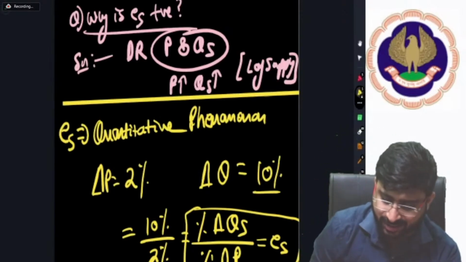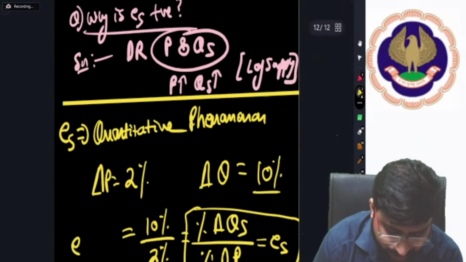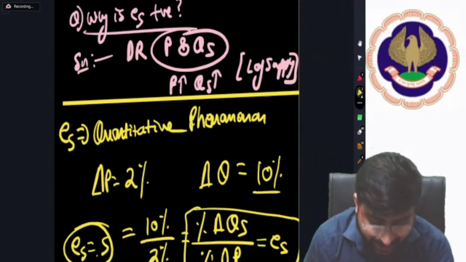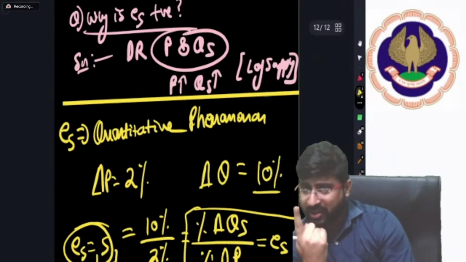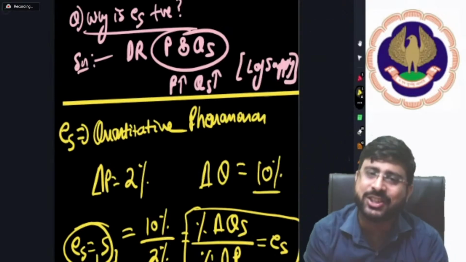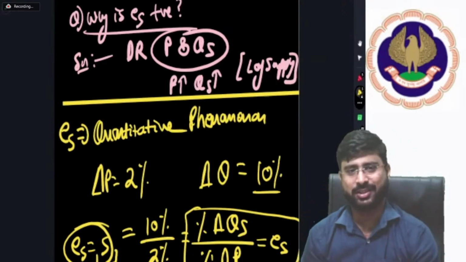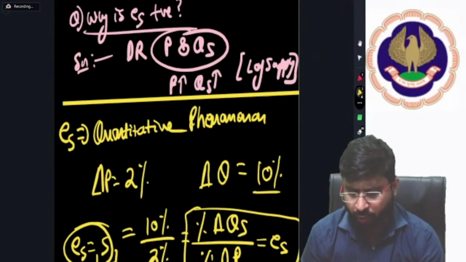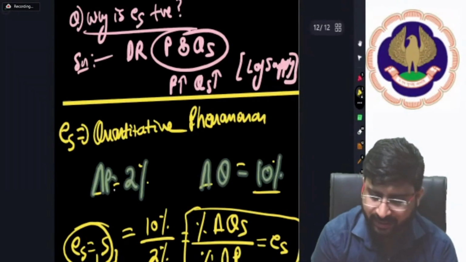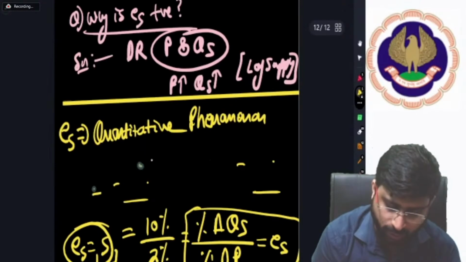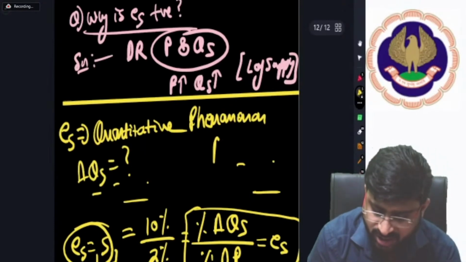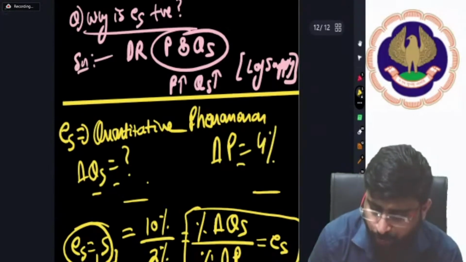So that is elasticity. Here elasticity of supply is equal to 5. What does it mean? It means that every time price will rise by 1%, quantity will rise by 1% into 5, that is 5%. So if price rises by 4%, my question is, guys, what will be the change in supply? What will be the change in quantity if change in price is 4%?